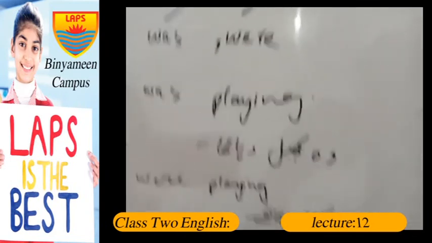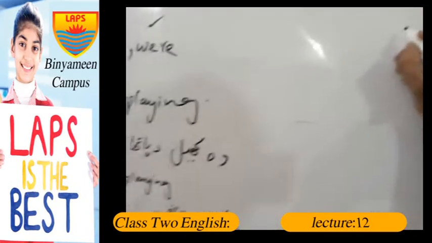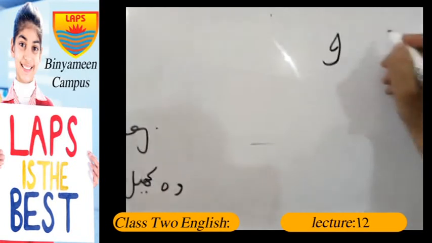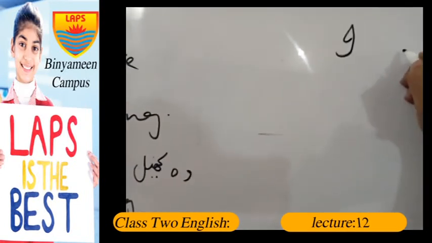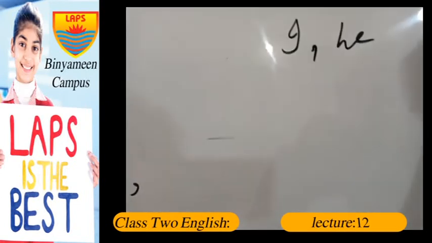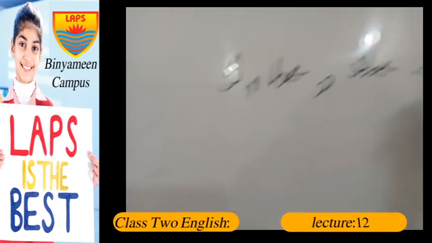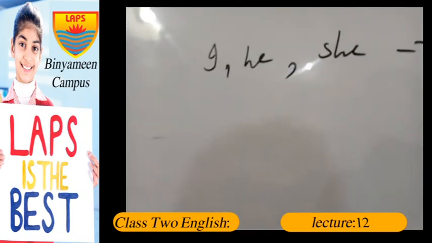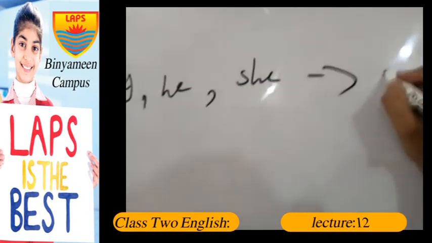Now what is the difference between was and were, and where will they be used? For I was, and he was, she was. With these pronouns I, he, she, or even with a single name, was will be used.